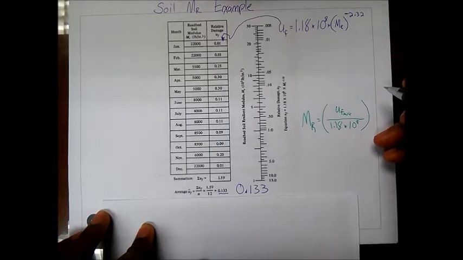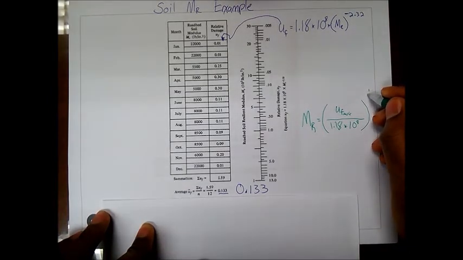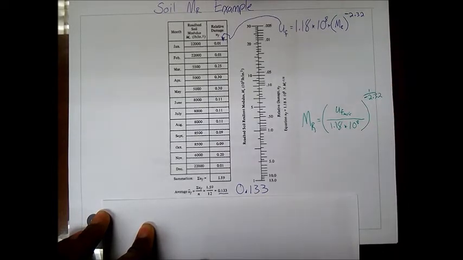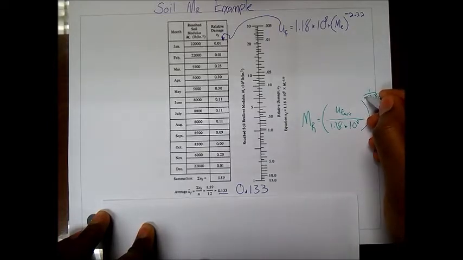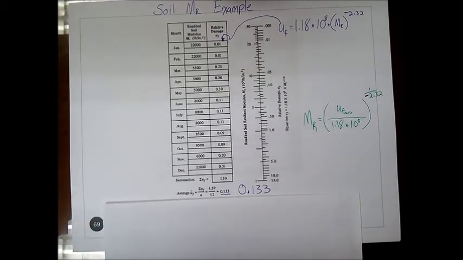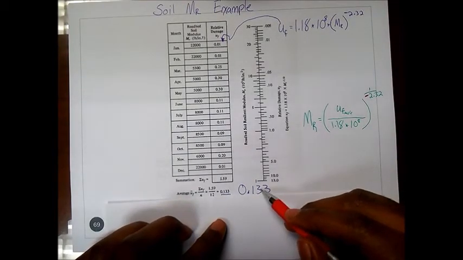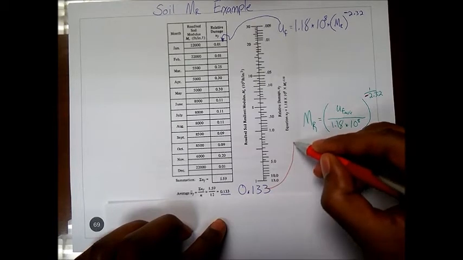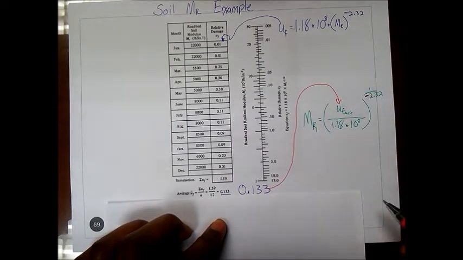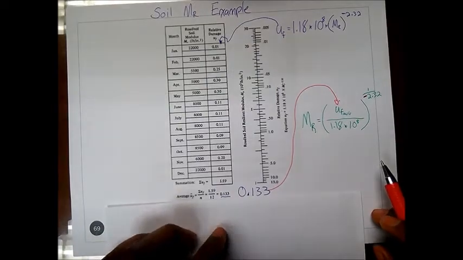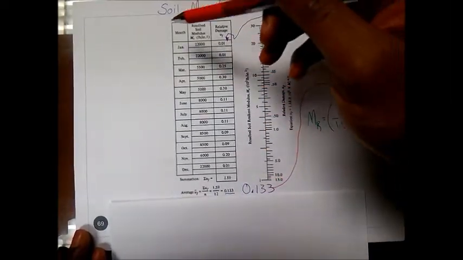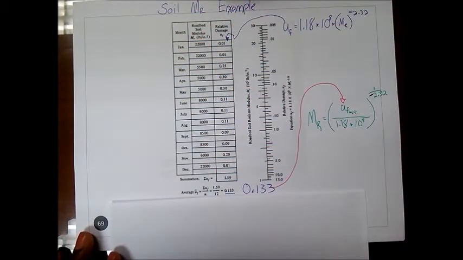And then this needs to be raised to 1 over a negative 2.32. Again, don't forget that negative sign there. And don't forget to raise it to that 1 over that number. So when I place this average value, average relative damage, into this equation, I end up getting the resilient modulus that is representative of the entire year and not just one portion of the year.